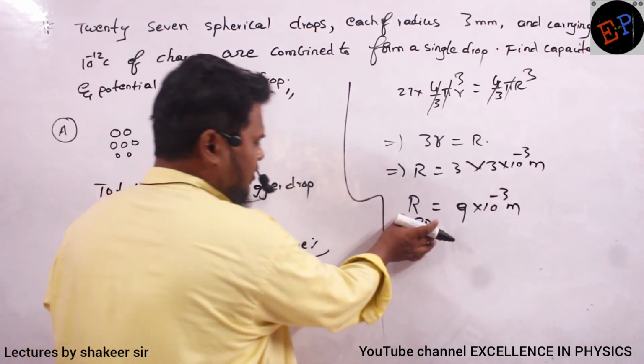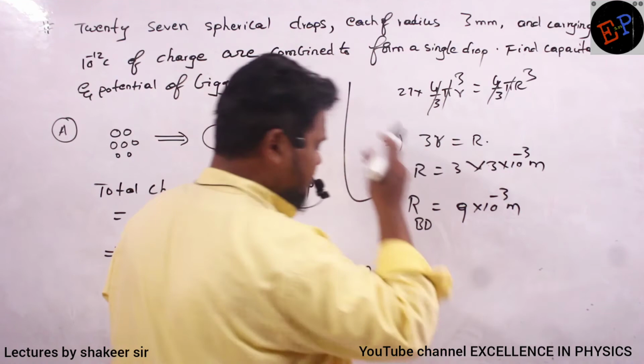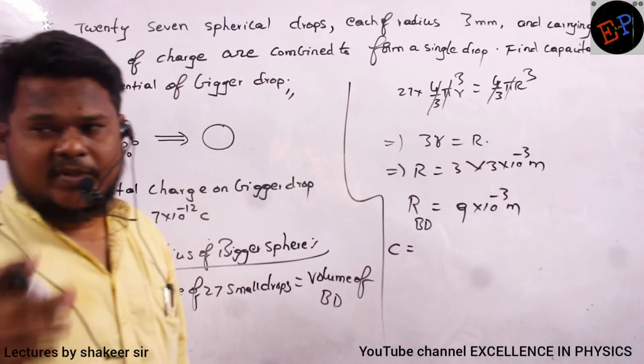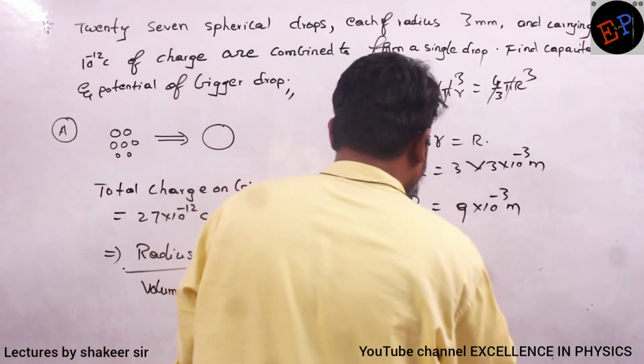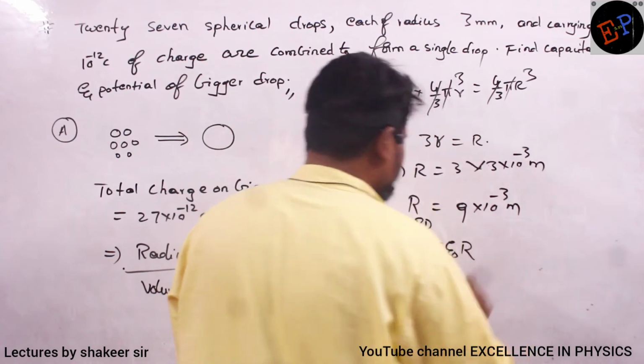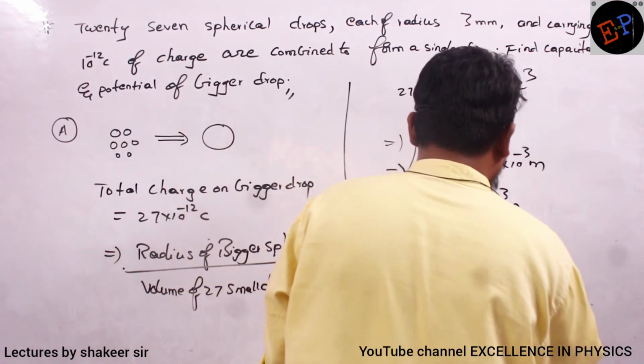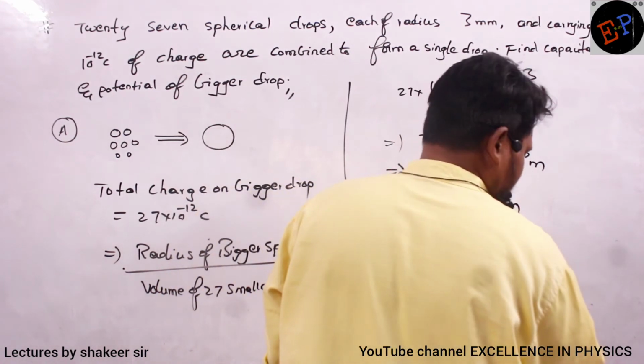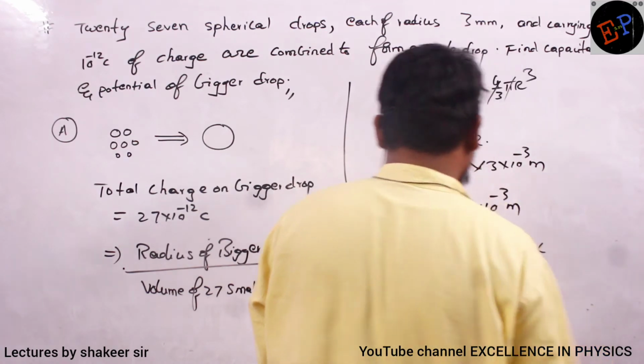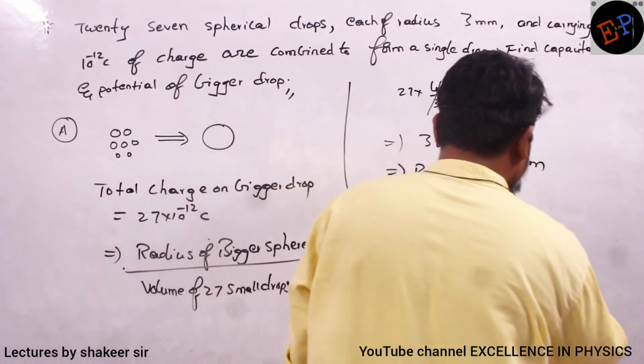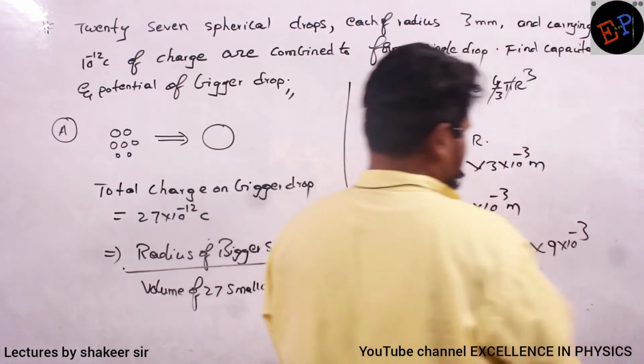So once I calculate radius, very easily I can calculate the capacitance of the bigger drop. What is the equation of capacitance of a sphere? It is 4 pi epsilon naught into r. 4 pi epsilon naught value is 1 by 9 into 10 power 9, multiplied by the radius, 9 into 10 power minus 3.